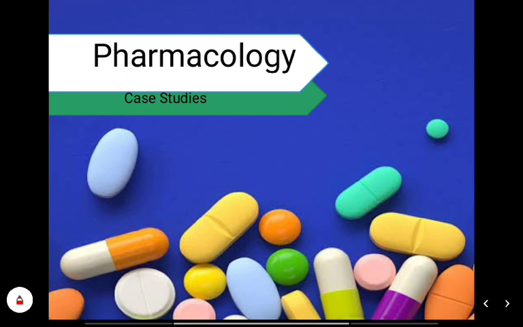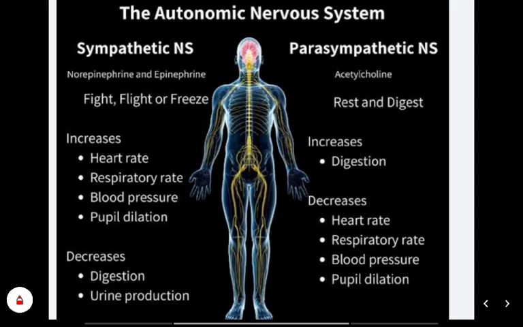Okay, we have started the topic of ANS. This is an overview. Sympathetic nervous system and parasympathetic nervous system. It is also called fight, flight or freeze, and that is rest and digest. The things which increase in the sympathetic nervous system are heart rate, respiratory rate, BP, and pupil dilation. Okay, not constriction. It increases.